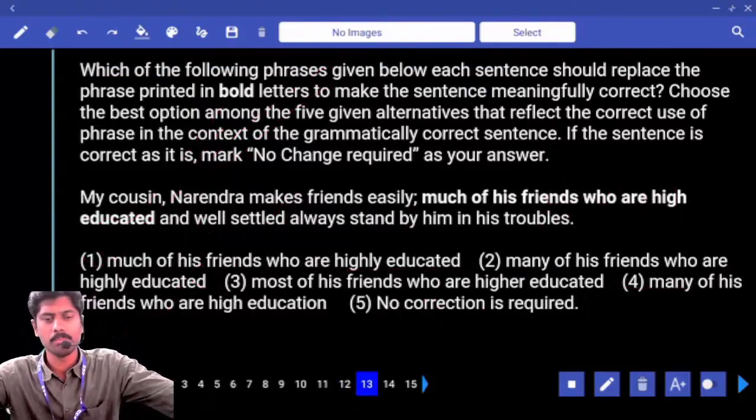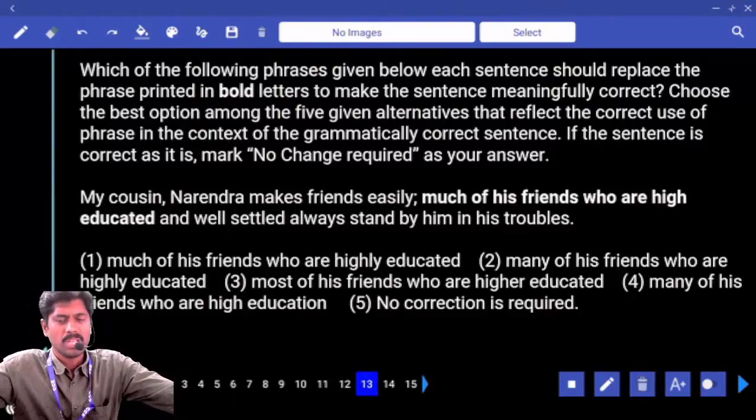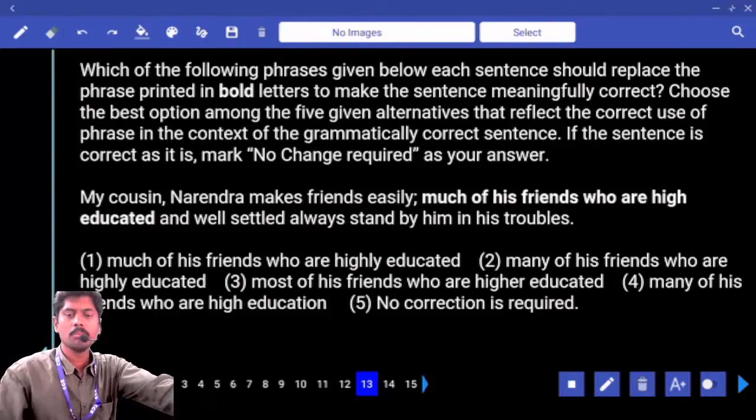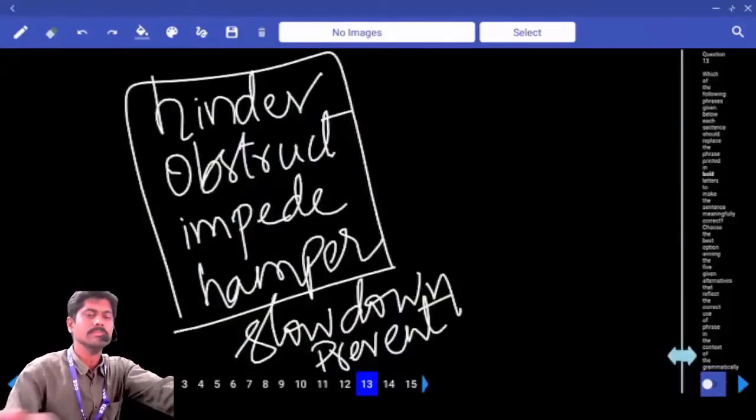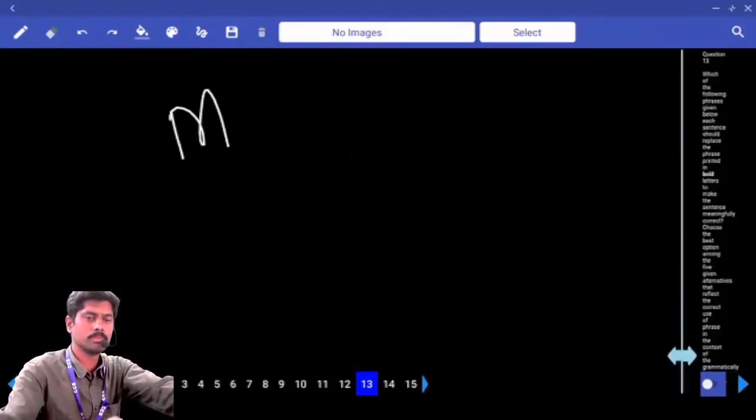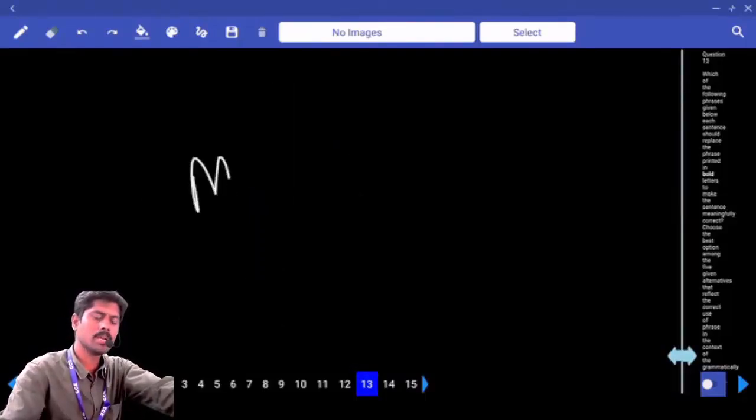My cousin Narendra makes friends easily. Much of his friends or many of his friends? Much is used for uncountable. Much for uncountable.